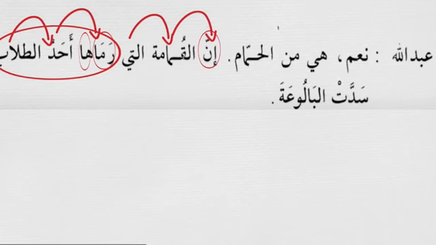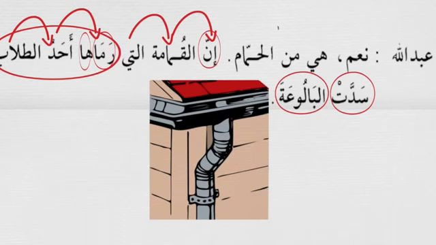So we haven't reached the khabar of inna. So inna al-qumamata allati ramaha ahadu tullabi saddat. So here saddat is your khabar inna. Saddat means to block. And why do we have ta here, feminine? Because qumamatu is feminine. So qumamata, that which one of the students threw, has blocked al-balu'ata. So what is balu'ata? It is maf'ulun bihi, but it means it blocked the sewage. Saddat is block and balu'ata is sewage.